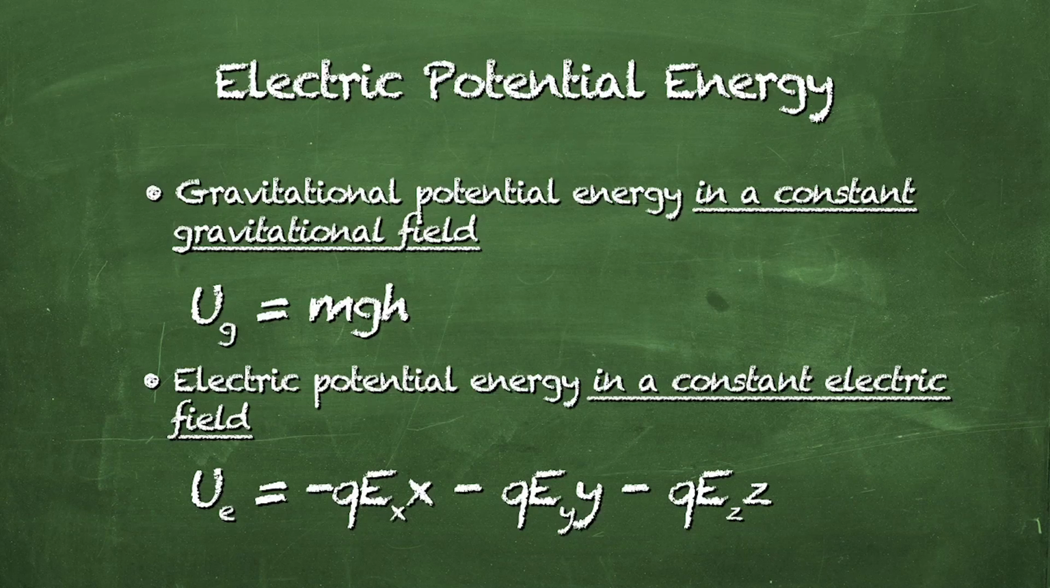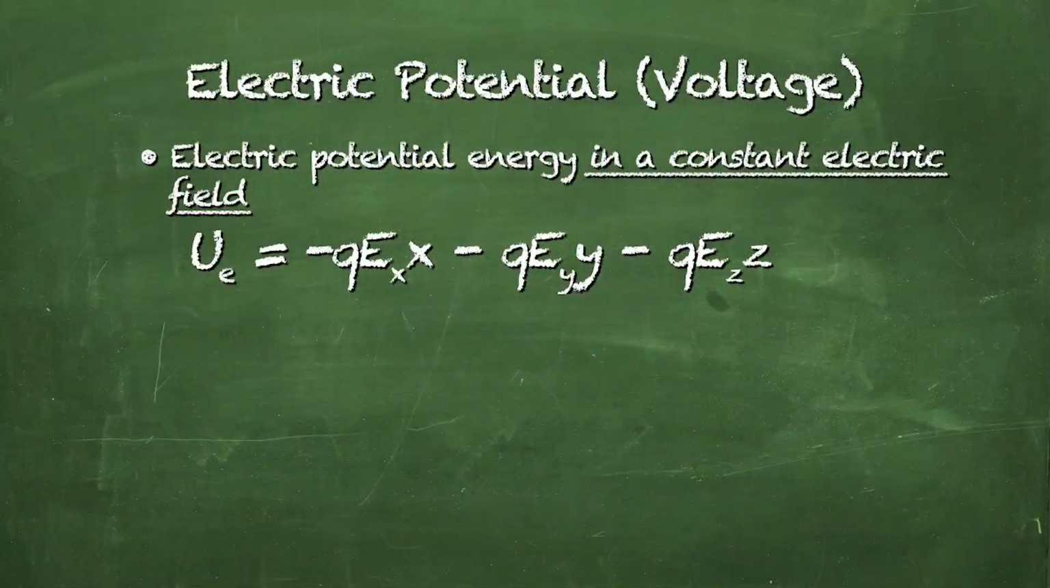So the expression, once again, for the electric potential energy in a constant electric field is UE is equal to minus Q times EX times X minus Q times EY times Y minus Q times EZ times Z. Just remember that for a positive charge, you decrease in potential energy when you move in the direction of the electric field. And we'll do some examples of this, and it should become clear as we do.